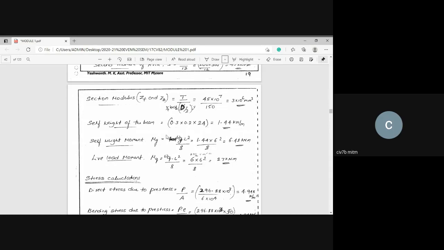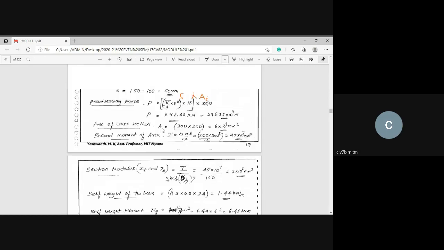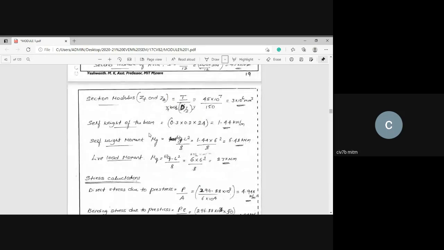So please be careful. Next, the live load of the beam, they have given in the problem as 6 kilonewton per meter. So WD, the self-weight of the beam, WD or WDL is 1.44. WLL is 6 kilonewton per meter. So for this, let us calculate the stresses. Now, first coming to the dead load moment. So the dead load moment is MD or MDL.